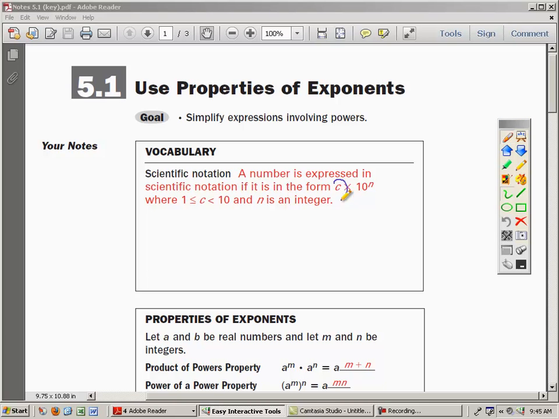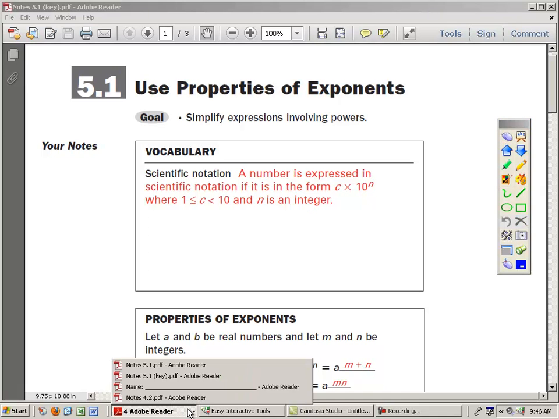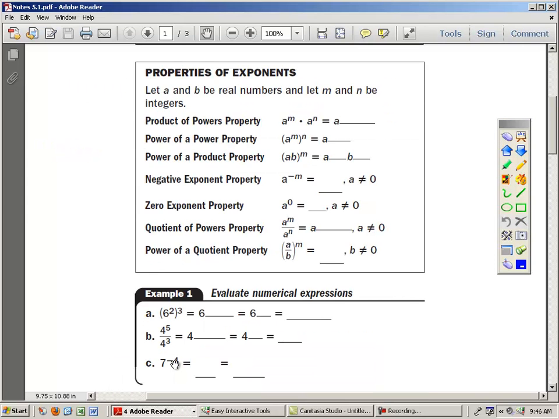Now they tell you that c has to be between 1 and 10. Another way to say that is you can only have one digit before the decimal point. Okay, and so when we start to write numbers from scientific notation to standard form and vice versa, it's helpful to remember that, again, to get a number that's between 1 and 10, you can't have more than one number before the decimal point. All right, so let's get into some of these actual properties and talk a little bit about how they work and some examples of them.